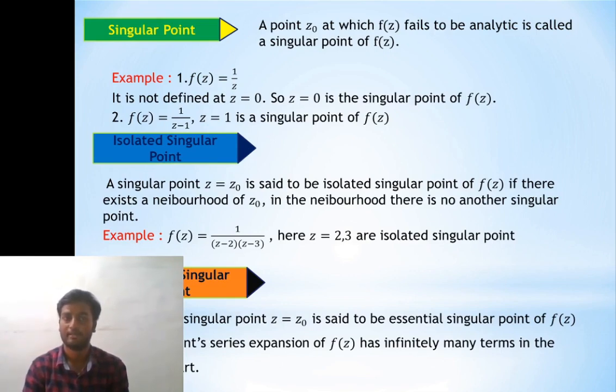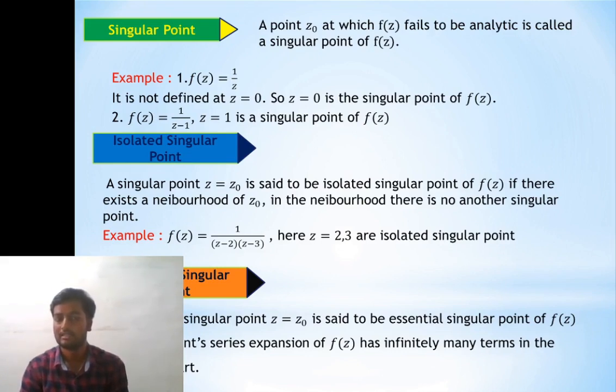Now, an isolated singular point means there exists no other singular point in the neighborhood of that singular point. See, here I am taking f of z as 1 by (z minus 2)(z minus 3). So there are only two singular points, z equal to 2 and z equal to 3. In the neighborhood of those, that means 2 minus epsilon to 2 plus epsilon and 3 minus epsilon to 3 plus epsilon, there is no other singularity since epsilon is very small. So those points are isolated singular points.